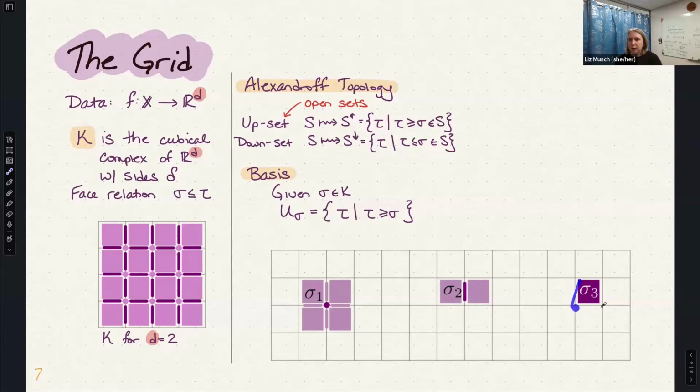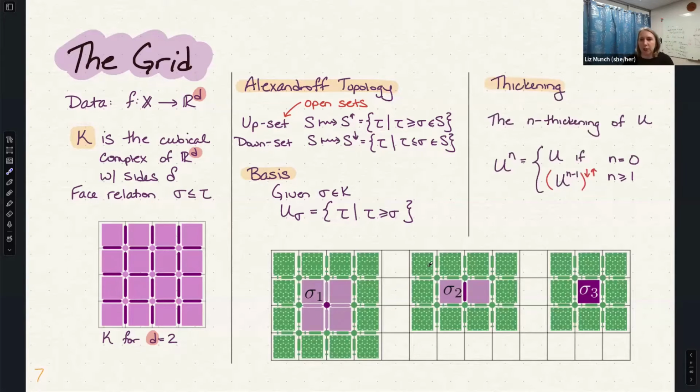This is my D equals 2 picture. If you give me a square, nothing is upper adjacent to it, so it is its own upset, itself U sigma. If you give me an edge, the resulting upset is the collection of 3 objects you see there. If you give me a vertex, it's the collection of 9 objects that you see there. All right, so this is my topology in the space that I'm going to work with.